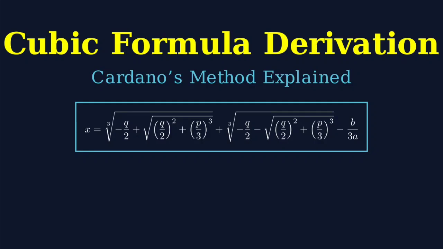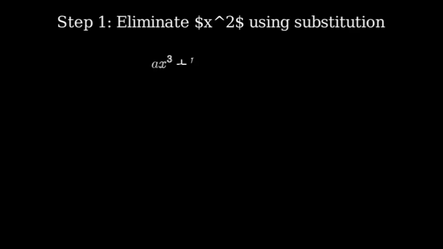Next video, we'll derive the general solution to a cubic equation, known as Cardano's formula, step by step. This powerful method allows us to solve any cubic polynomial algebraically. We begin with the general cubic equation, ax cubed plus bx squared plus cx plus d equals 0.